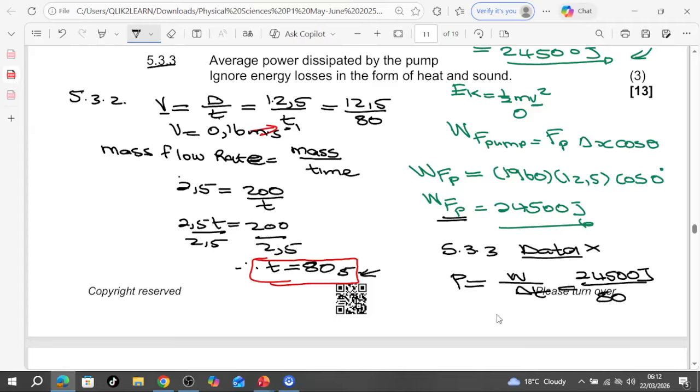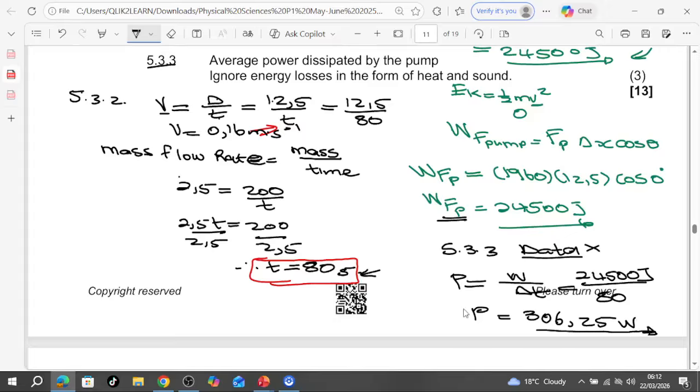Okay, so now guys, I think physics questions are easy, but we're going to talk about why most learners lose marks. Why is it difficult to get the marks that we need? Let's talk about that. But first things first, let's close this question: 24,500 divided by 80. What is this equal to? On my side, I got 306.25 watts if we round it off.